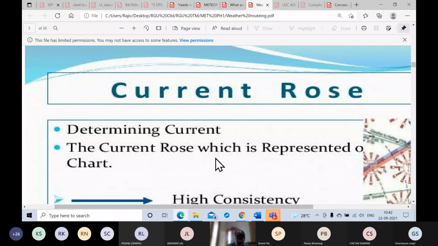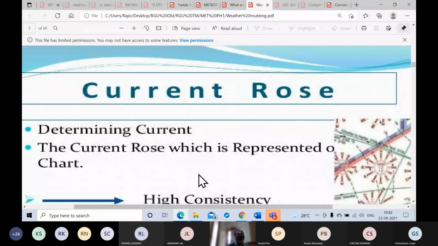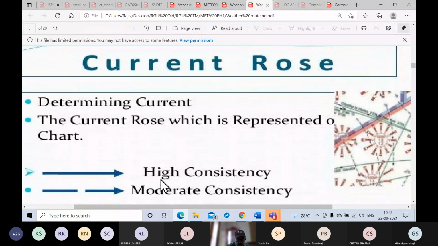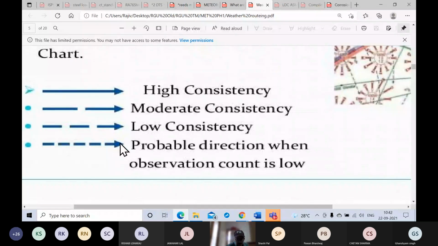Like you have wind roses, you also have what are called current roses. This determines the prevailing current. This is also like a chart. A solid line will show high consistency, a broken line moderate, and this one will show low consistency. The probable direction is indicated by the arrow.